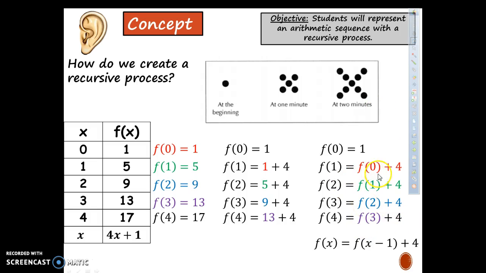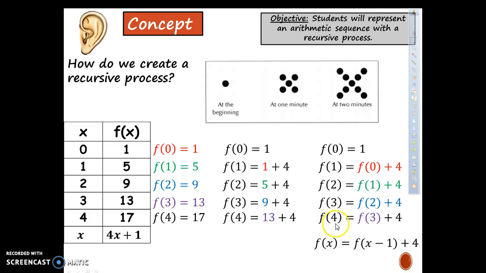And what we have developed here is a pattern. Notice the term that we want is the term that we had before, and then we add the 4 dots. So if I want the amount of dots at any given minute, I'm going to represent that with x. So f of x is equal to the amount of dots at the previous minute, x minus 1, plus 4.